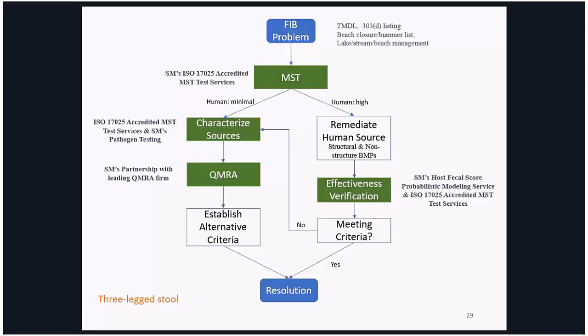Then finally, the third partner you need is a reliable firm or researcher who can do QMRA modeling. And then from the risk modeling, if that shows you are providing the equivalent public health protection, you may be able to establish site-specific criteria, again with your partners interacting with the regulators, and reach a resolution from there.